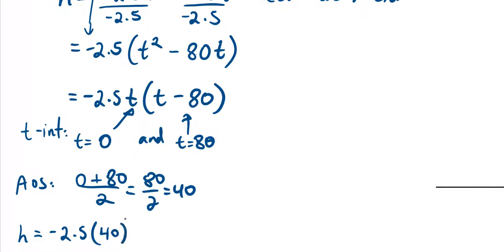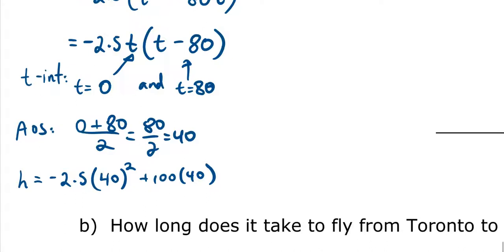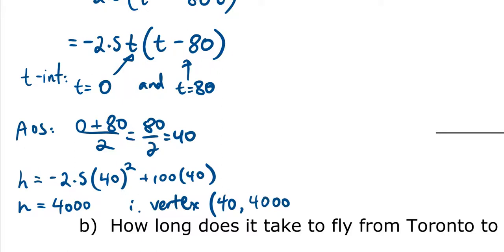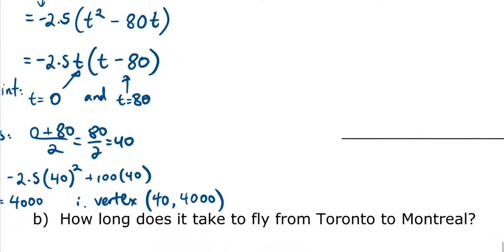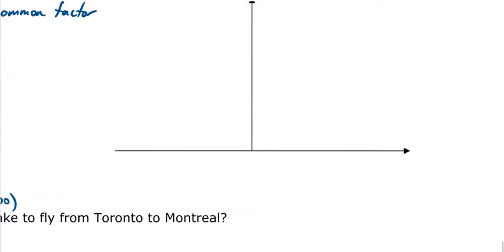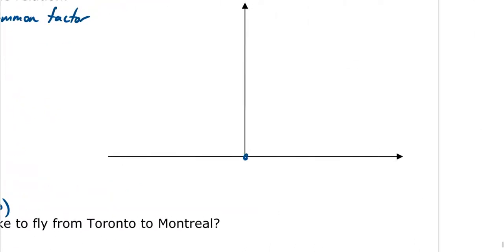I can find the height for our vertex using the equation negative 2.5 t squared plus 100t, so 40 squared and 100 times 40, which equals 4,000 if I evaluate the entire equation. So h equals 4,000. Therefore, my vertex is the x-coordinate, which is the axis of symmetry at 40, and its corresponding h-coordinate, which is 4,000. And then I plot the graph. So my t-intercepts here are 0 and 80. We'll put 80 over here at the other end.